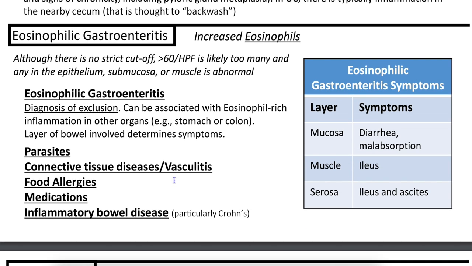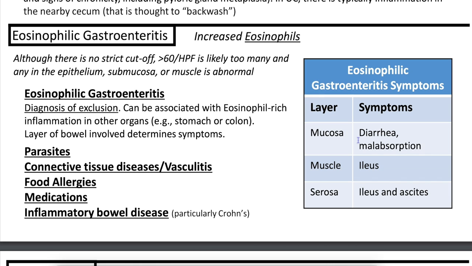Eosinophilic gastroenteritis, you'll have increased EOs. Greater than 60 per high power field in the small bowel is likely too many, and any in the epithelium, submucosa, or muscle is abnormal. Eosinophilic gastroenteritis, again, it's a diagnosis of exclusion like the stomach, can be associated with eosinophil-rich inflammation in other organs, and the layer of the bowel where you see the EOs involved determines symptoms.